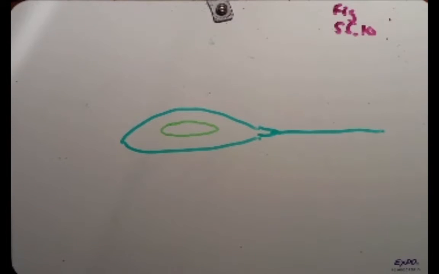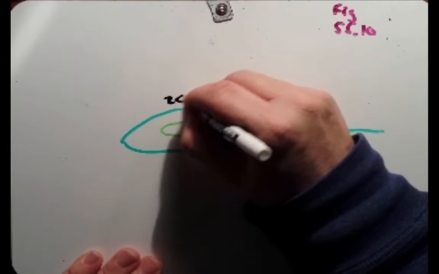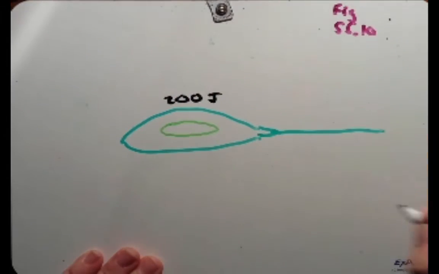And we can calculate about how much energy this caterpillar obtains from this plant. Your book uses this number, and so we'll use it too. It's a good enough number. In total, about 200 joules of energy this caterpillar gets from this plant.